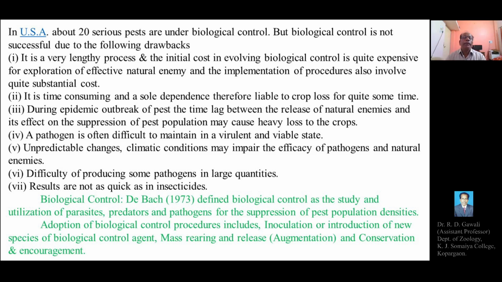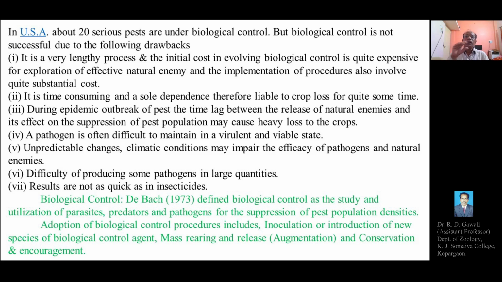In America, about 20 serious pests are under biological control. But biological control is not always successful due to the following drawbacks. So there are certain disadvantages of biological control. The first one is that it is a very lengthy process.